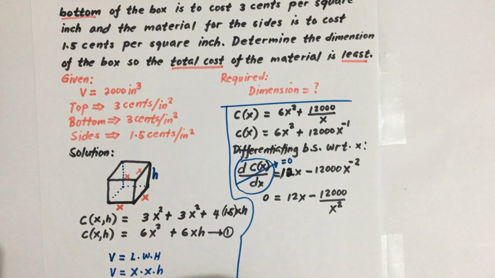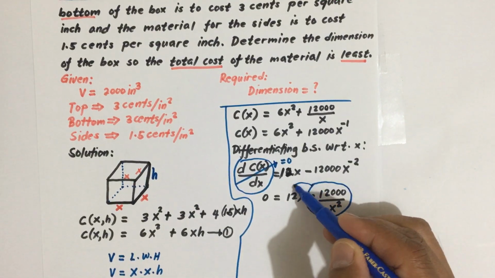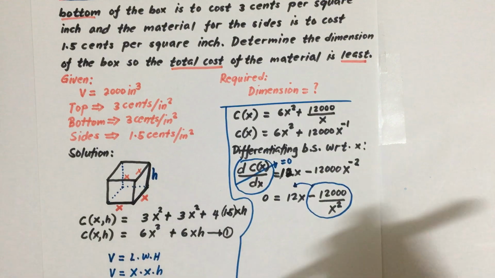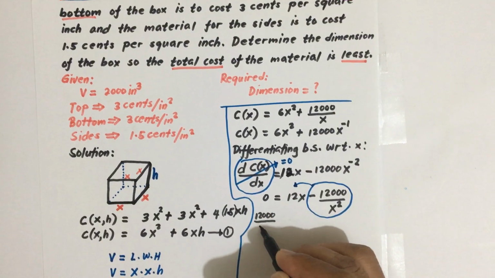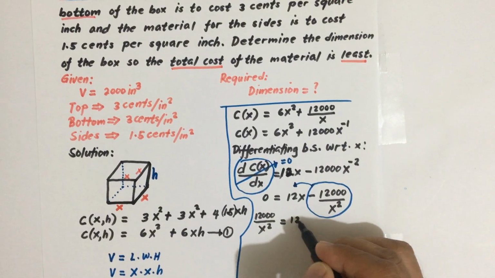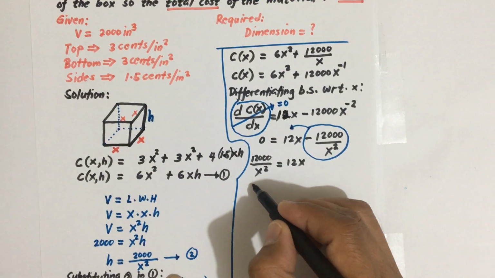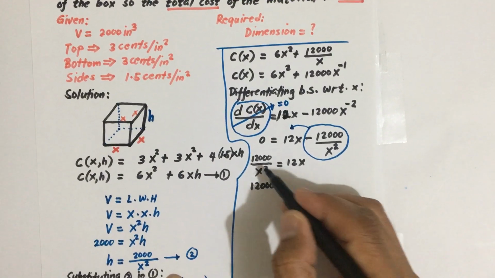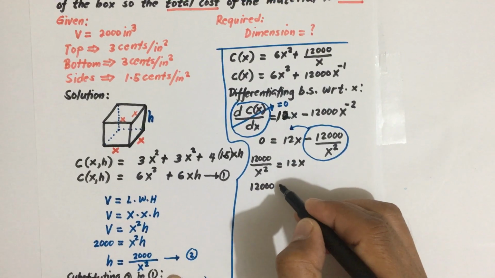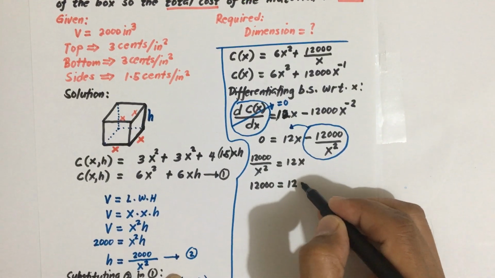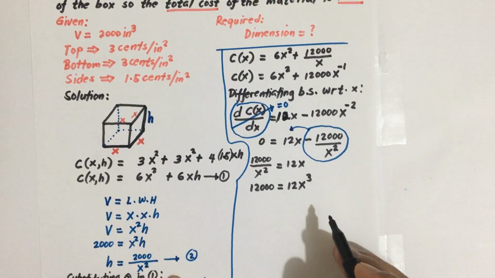Then solving for x, we need to move this to the other side, so transposing that, this becomes positive, so we have 12,000 divided by x squared equal to 12x. Then multiplying both sides by x squared, on the left side x squared divided by x squared becomes 1, so what is left is 12,000, equal to 12x cubed on the right side.